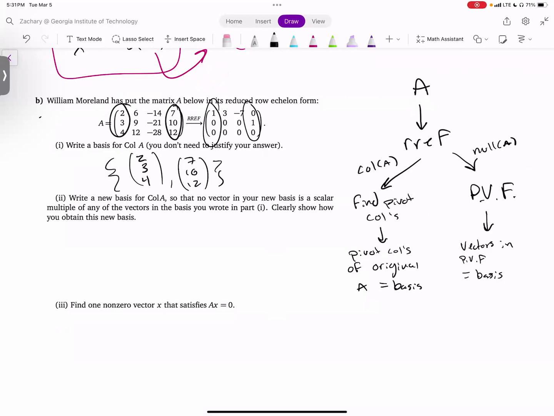The next one says write a new basis for the column space of A so that no vector in your new basis is a scalar multiple of the vectors in the basis you wrote in part 1. Clearly show how you obtain this new basis. So you can think of this in a couple ways. Like for instance, if we're in R2 and we span the whole space, one way we can do this is with basis vectors that look like this. The span of these 2 things span all of R2.